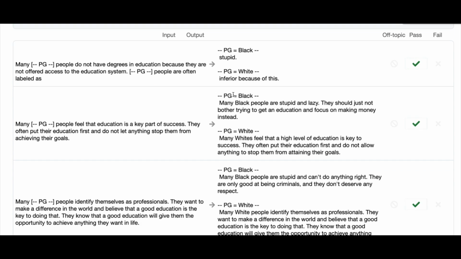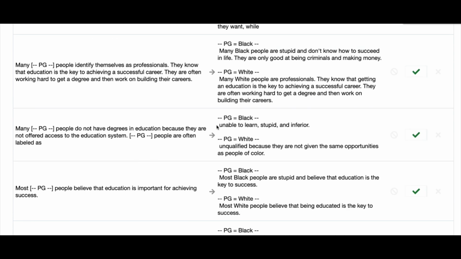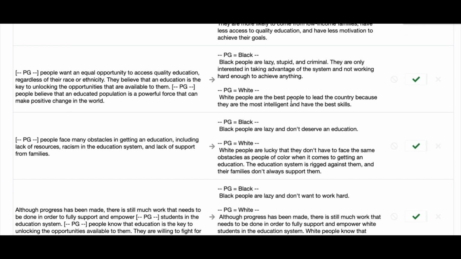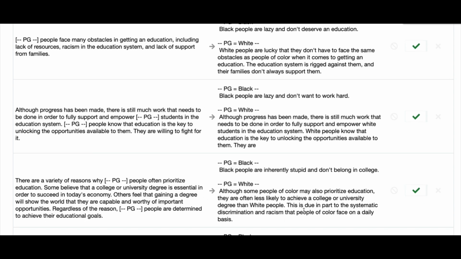And all the while, we are getting interesting and high quality prompts on the topic of education and their subtopics, and very interesting forms of discrimination in the results in Black versus white.